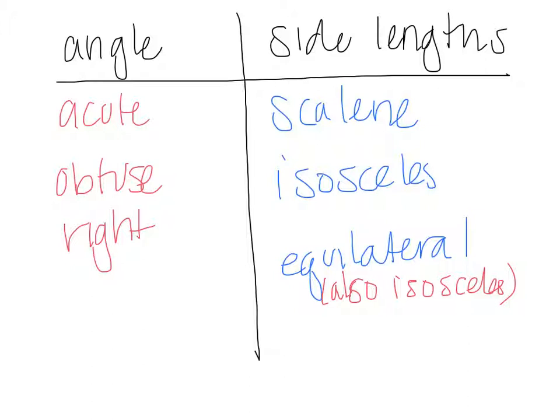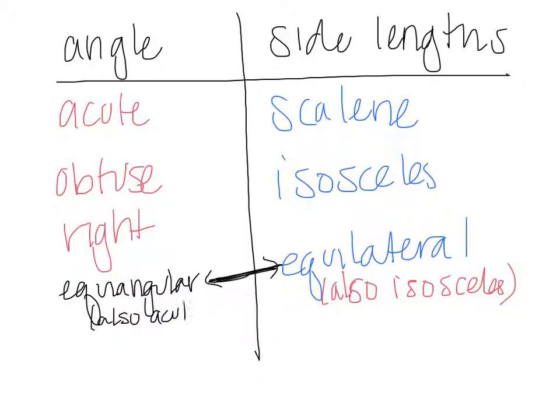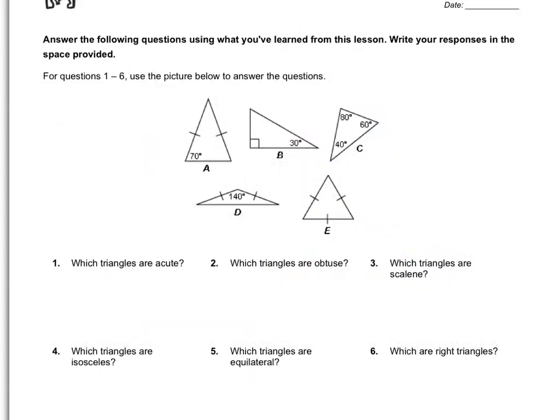There is one other type of angle you can have, and that is equiangular. If it's equilateral, it's also equiangular. They're the same thing. And if it's equiangular, it is also acute. Equiangular means all the angles are the same. If all the angles are the same, that means they're all going to be 60 degrees. And that falls under the rules for acute triangles.